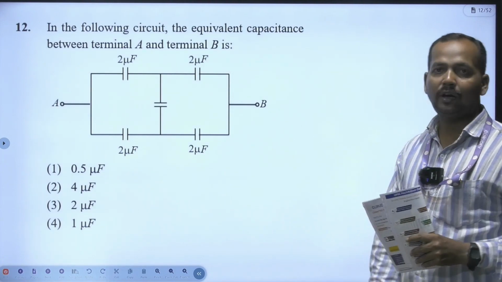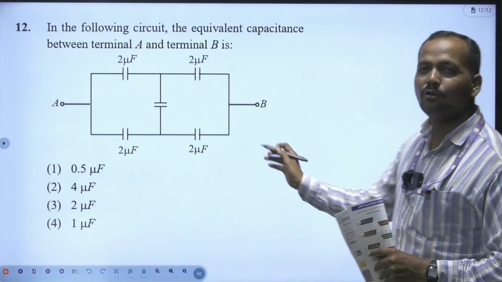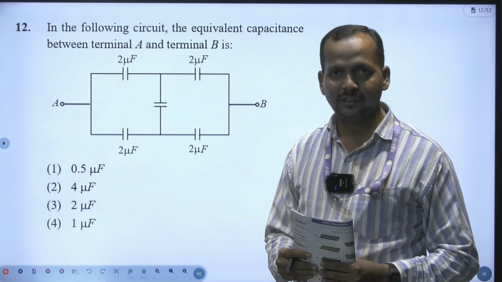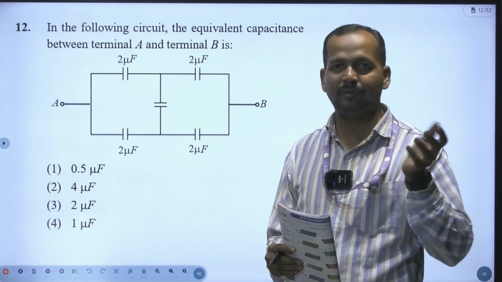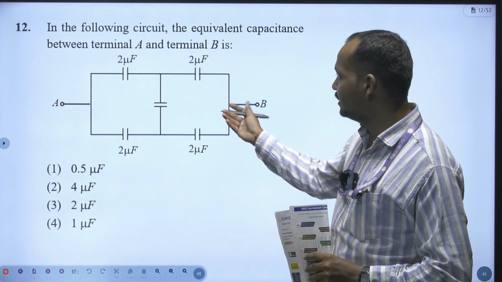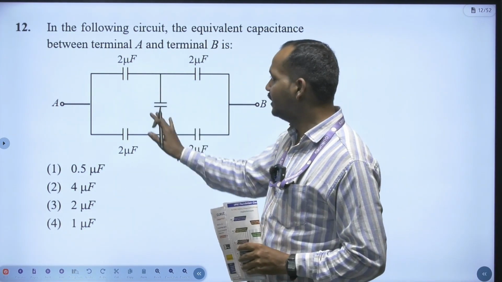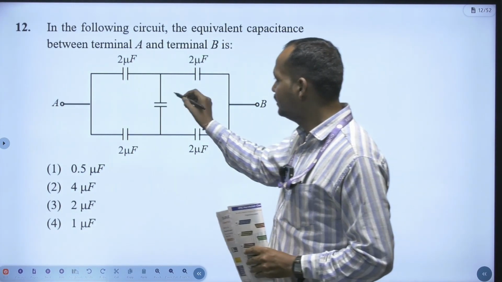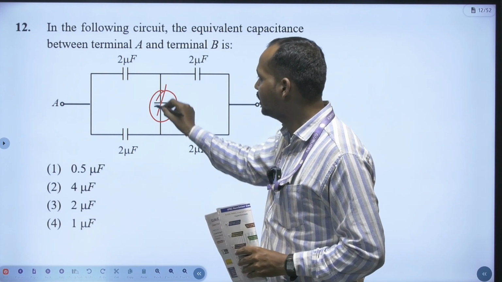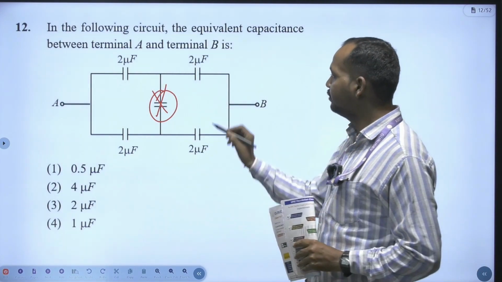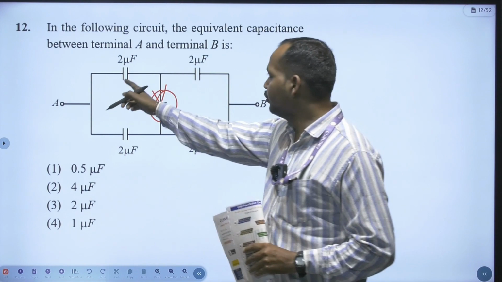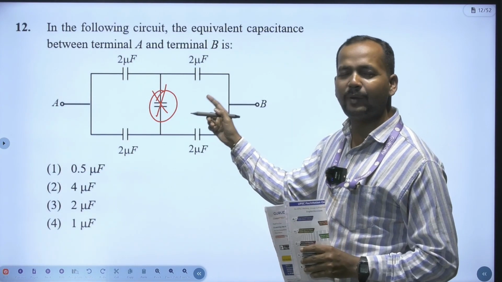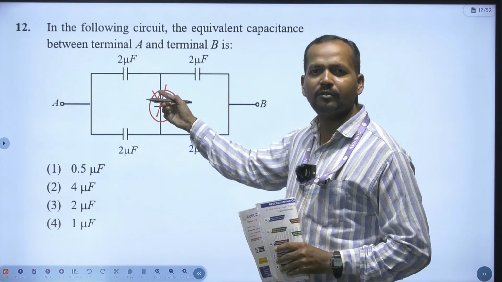Question number 12. This looks like a Wheatstone bridge. I hope everybody remembers the Wheatstone bridge. If the bridge is balanced, then P by Q is equal to R by S. That derivation is also there. So if we analyze that Wheatstone bridge network, then this part will be cancelled out. Because all are 2 microfarad, according to the balanced Wheatstone bridge network, this capacitor will be neglected.